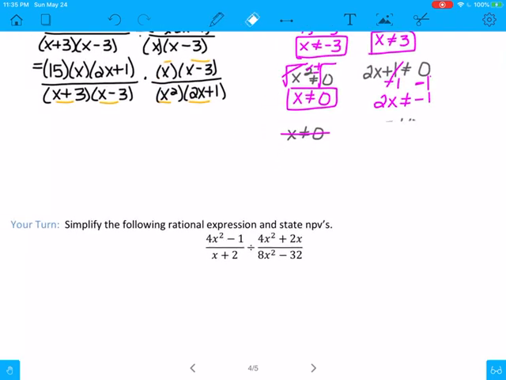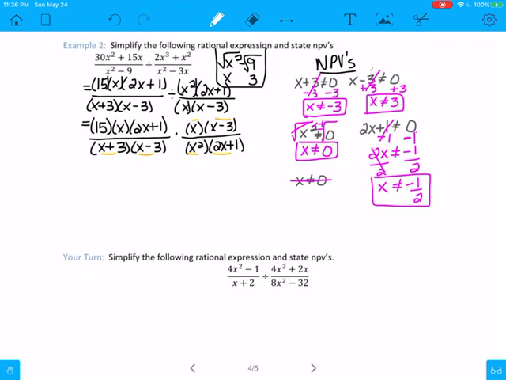And I'm going to erase that out. And then I'm going to divide by 2 to get the 2 away from the x, and I get x cannot equal negative a half. So I have 4 non-permissible values. Once I have that stated, I can make this one whole fraction.